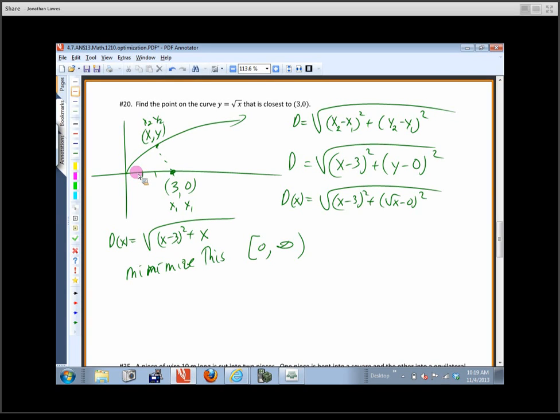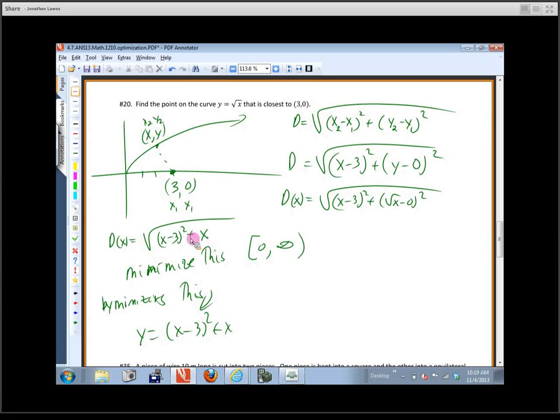It's not going to be at the end points. We've got one on this end. We don't have one at the other end. We want to find where the derivative equals 0 and where the derivative doesn't exist. But let's be smart about this. Do you want to do calculus on this big square root with a quadratic underneath it? Couldn't we minimize this entire function by minimizing this? Couldn't we just minimize y equals x minus 3 quantity squared plus x?